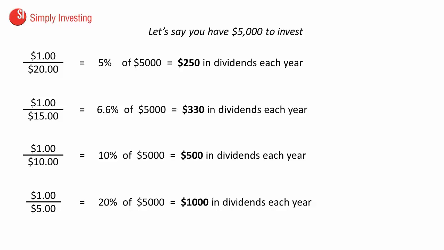Again, let's go back to our example of $5,000 to invest. If you were to buy these shares at $20 each, your return on investment would be 5%, which is the $250 in dividends that we looked at before. However, if you waited till the shares dropped to $5, the same $5,000 invested now would earn you 20%, which would mean $1,000 in dividends each year for as long as you own the shares in this company, and as long as the company continues to pay dividends. So you can see that as the share price drops, you're going to earn more in dividends. So it pays to buy low.